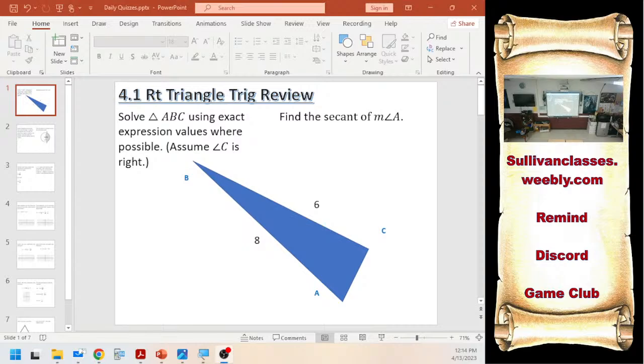What's the degree of every angle, please? Okay. Solve means you find everything that's missing. You are given that AB is 8, BC is 6, and angle C is 90.